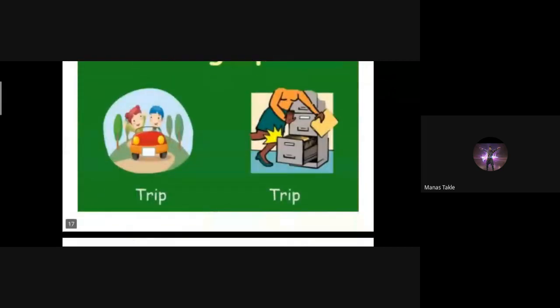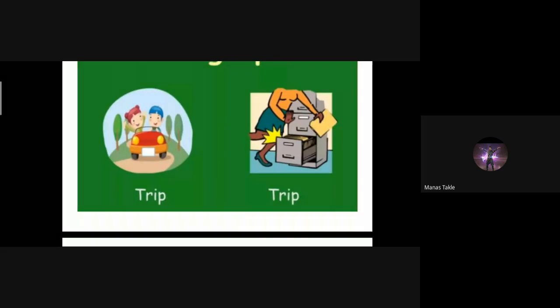Okay, then trip. T-R-I-P, trip is also trip. With the picture you can understand what kind of trip that is, and trip is also a trip which is having another meaning, see, when you hit by that drawer, and that is called a trip.